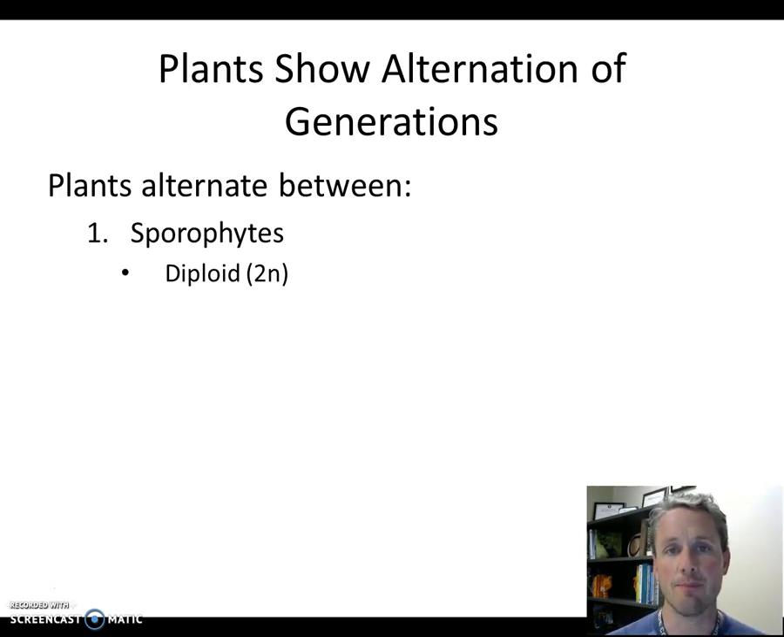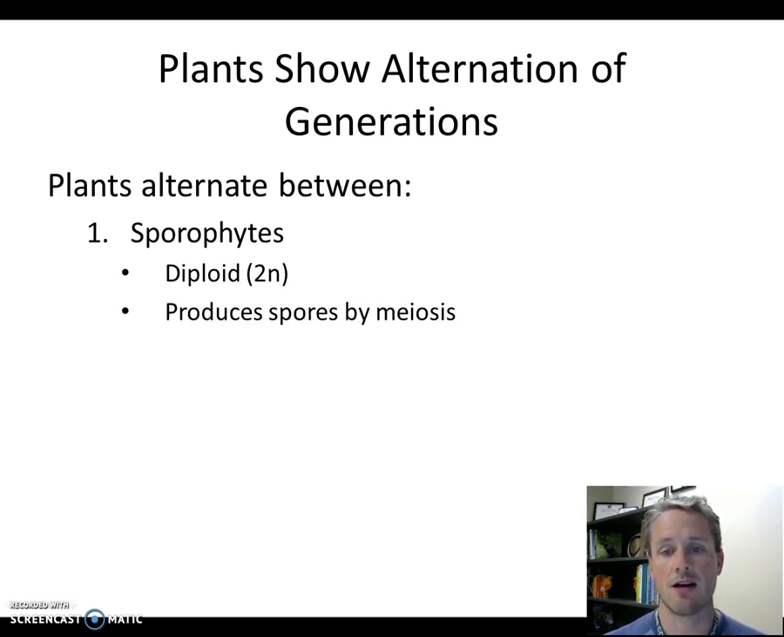Sporophytes get their name because they produce spores. Spores are going to be a haploid form, so these spores are made by the sporophyte through the process of meiosis. You'll recall that meiosis produces haploid cells from diploid cells. So sporophytes are the part of the plant, the generation of the plant, that is diploid and produces these spores through meiosis.